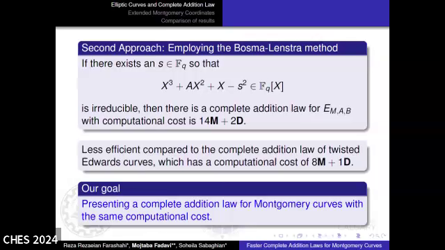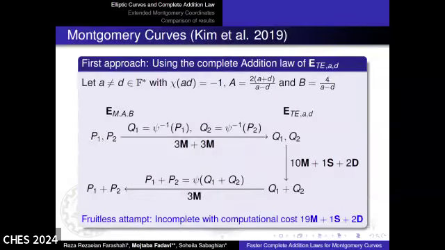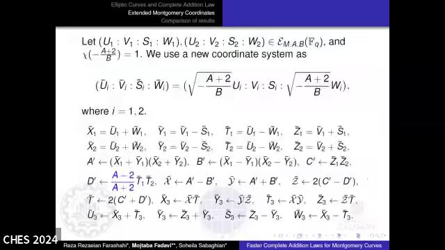Any other questions? How are the addition costs competitive compared to twisted Edwards? It's exactly the same as the addition laws of Edwards. Just a moment. I mean the number of adds used in the formulas.